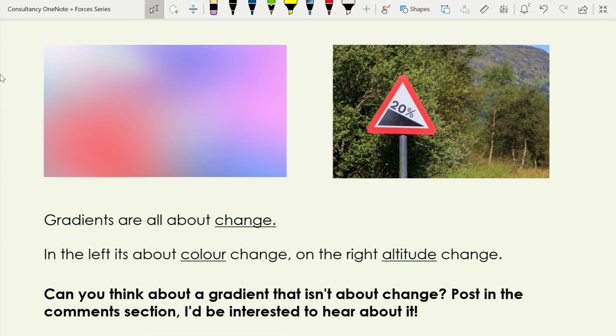On the right hand side, out on the roads, you'll see signs like this, indicating how steep the hill is. So in that case, we've got an altitude change. So in my head, the word gradient is very closely tied up with the word change, and I actually can't think of any uses of the word gradient which don't mean change or difference. So if you can think of some that I have overlooked or don't know, please do comment and let me know. I'd be interested in hearing about it. But in my head anyway, the word gradient means change or difference, essentially.